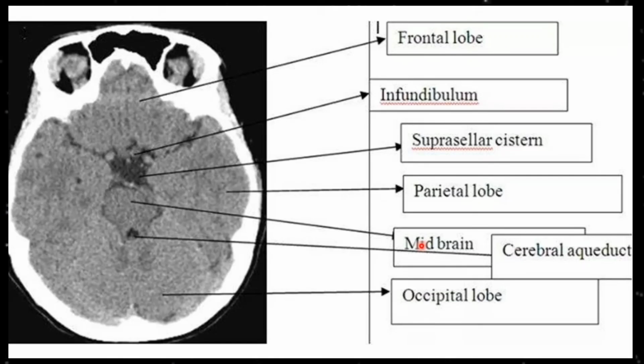This is the occipital lobe most posteriorly, and there is a midbrain, and between the midbrain and the occipital lobe this small black dot is the cerebral aqueduct. You can appreciate the parietal lobe here. The suprasellar cistern is visible, the infundibulum where the pituitary gland connects with the brain, and there is the frontal lobe. However, you can appreciate the sphenoid ridge which separates the frontal lobe from the parietal lobe and temporal lobe. But the Sylvian fissure is the one which separates the temporal lobe from the parietal lobe.